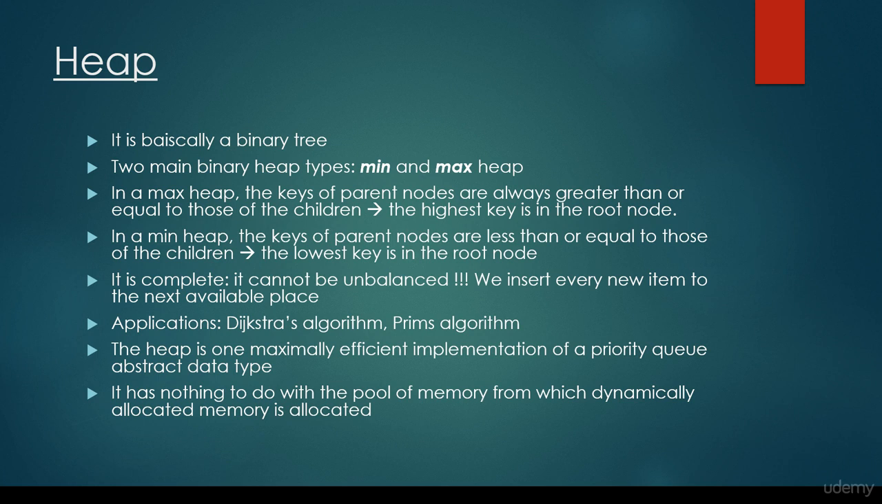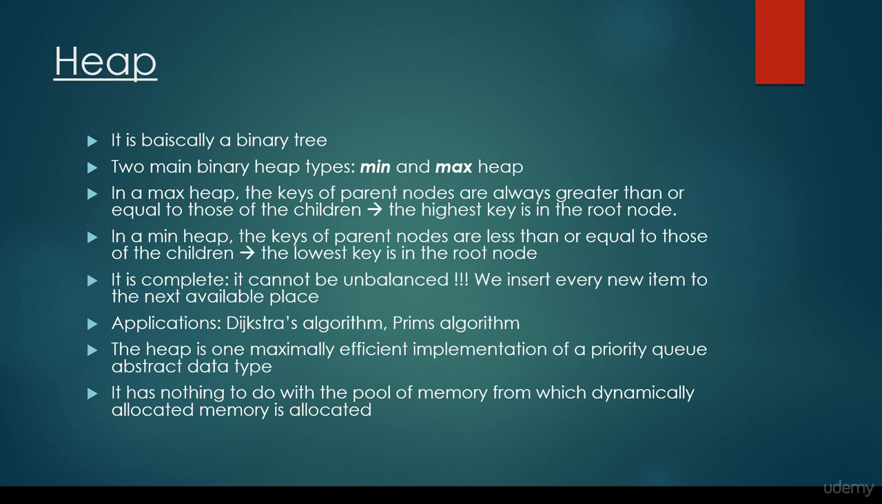What are heaps? Basically, a heap is a binary tree. So it is a tree-like structure where every single node can have two children, a left child and a right child. Of course, for a leaf node, there are no children at all.